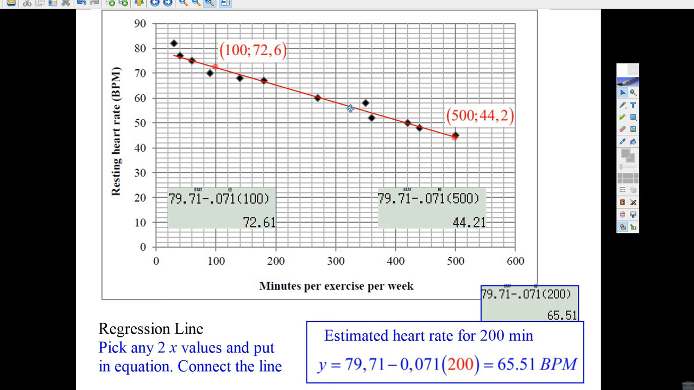It's called the line of best fit, and you use it to predict. If you want to know what's going to happen at 200, you put 200 in, and there you are at 65.51. And it's really worth learning this stuff because it happens every year, and it's kind of free marks once you know how to work your calculator. Okay.